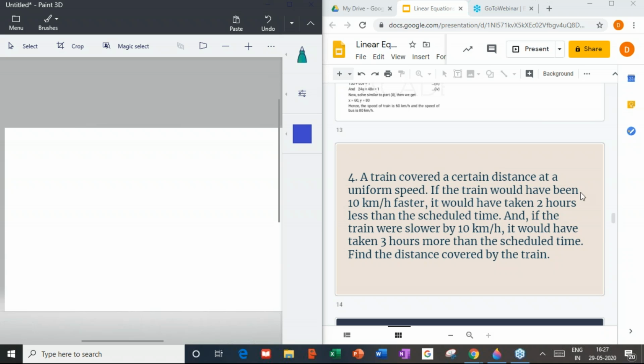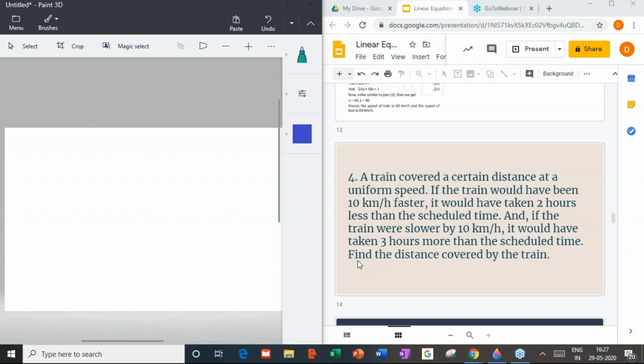A train covered a certain distance at uniform speed. If the train would have been 10 km per hour faster, it would have taken 2 hours less than the scheduled time. And if the train was slower by 10 km per hour, it would have taken 3 hours more than the scheduled time. Find the distance covered by the train. Okay, so if you read this question, it's simple. What is given is very clear: distance, speed and time.